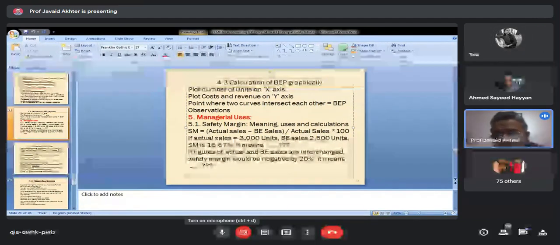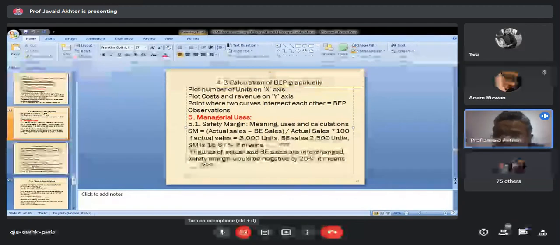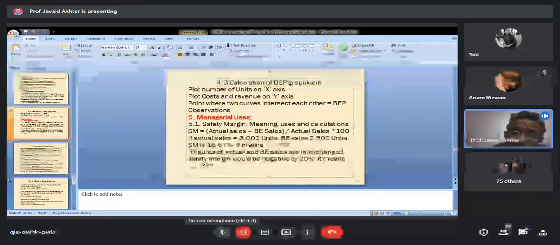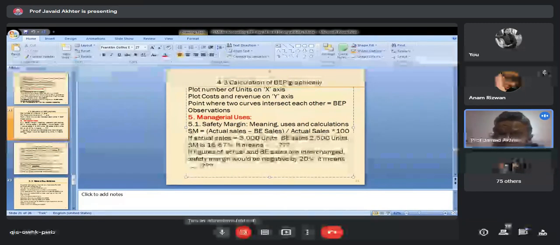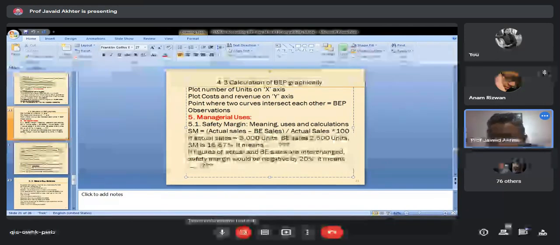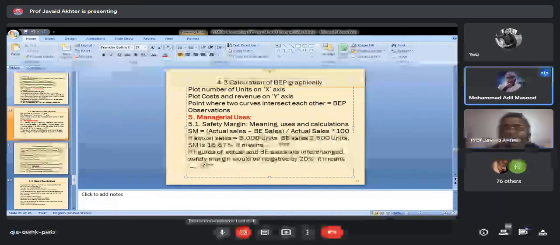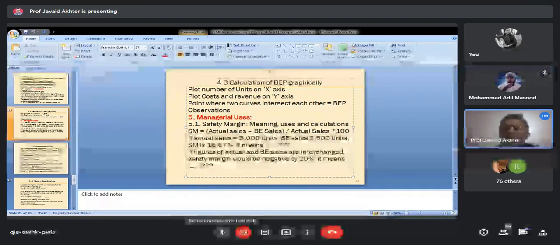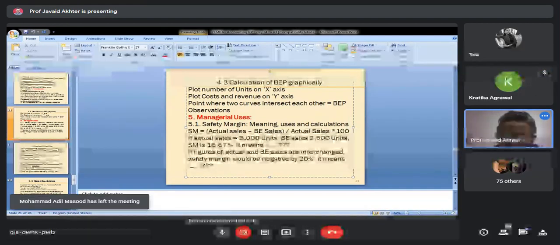Let me make another statement. If the firm's sales level goes down by 20%, it will start suffering losses. What will be 20% of 3,000? 600. So how many units will it sell? 2,400. And how many does it require to break even? 2,500. The statement is once again correct. But if the firm's sales level goes down by 16.67%, the answer will be 2,500, so it will make neither loss nor profit.